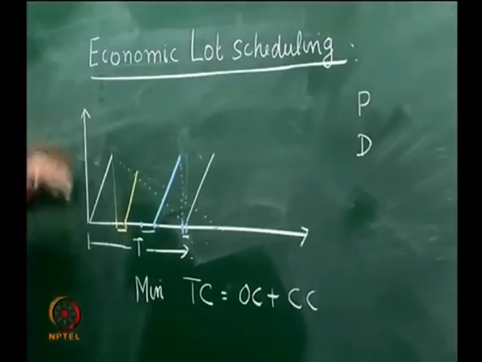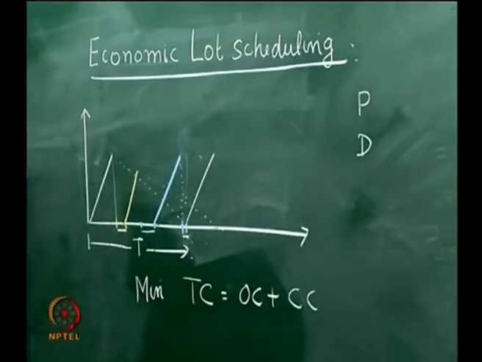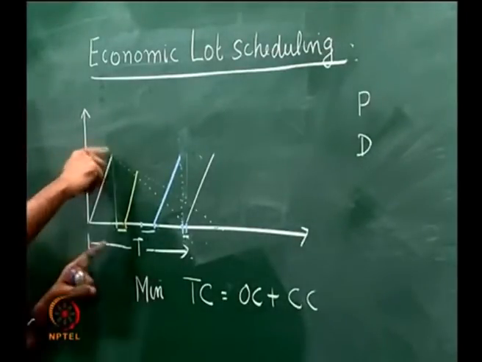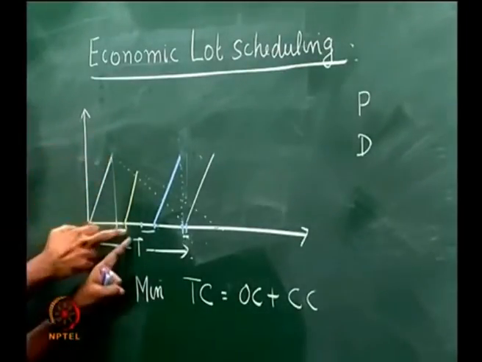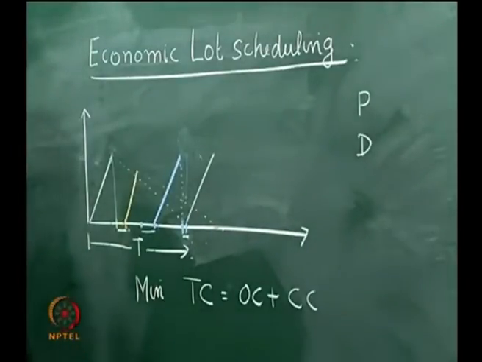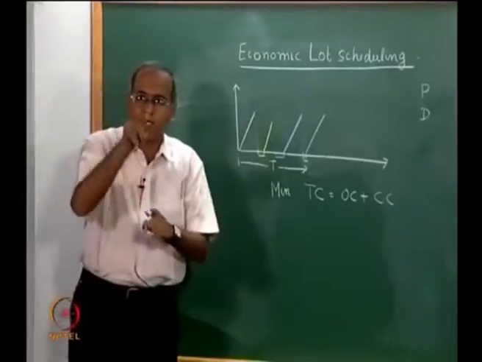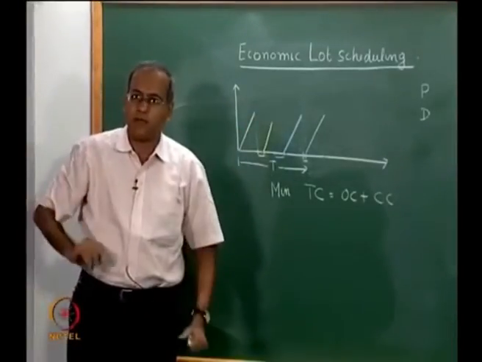So, if we start the problem here at some time equal to 0, we definitely need some inventory of yellow and blue on hand, so that by the time we start producing this yellow, that inventory should be enough to meet the demand of that period. Similarly, that inventory of blue should be enough to meet the demand of that period.